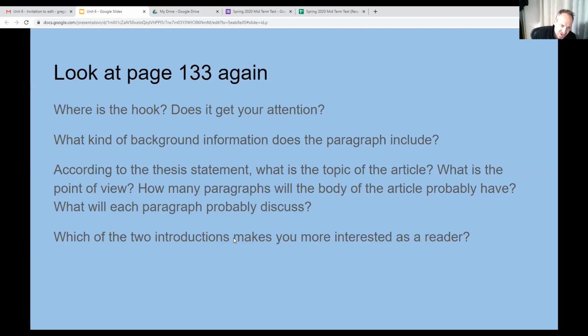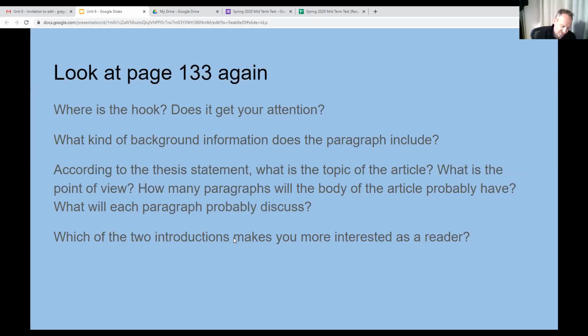Yep. So the start of the introductory paragraph is the hook sentence. The next couple of sentences are the background information. Then the thesis statement. Here it's the last sentence in the first paragraph. No technology is perfect. Each innovation has advantages and disadvantages, as these three examples illustrate. So according to the thesis statement, what is the topic of the article? It's the advantages and disadvantages of technology.